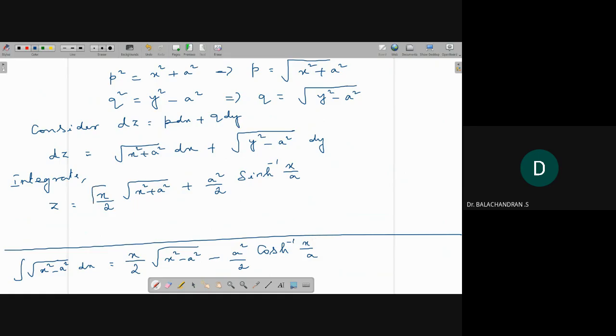So you'll get first portion over, next plus y by 2 root of y square minus a square, minus a square by 2 cos h inverse of y by a, close the bracket, plus b, which is the complete solution of equation 1.